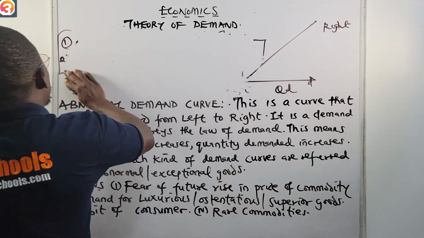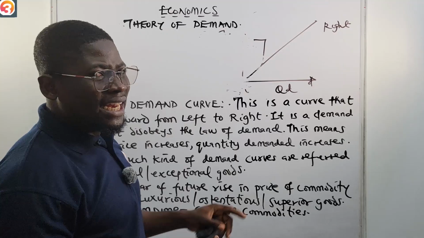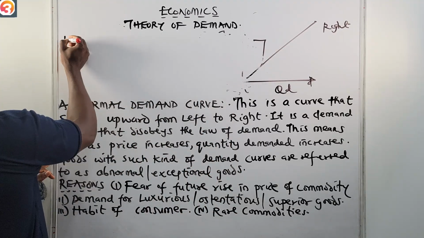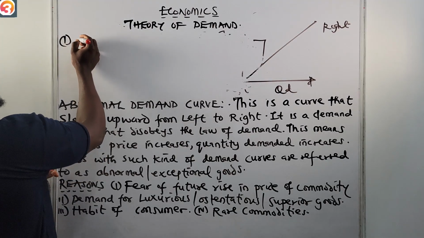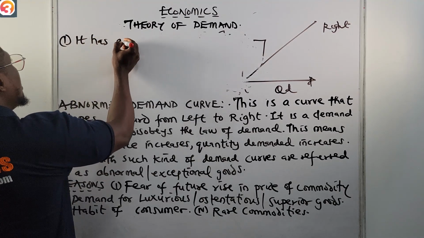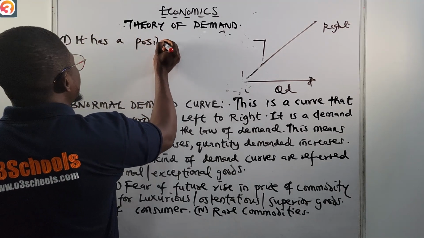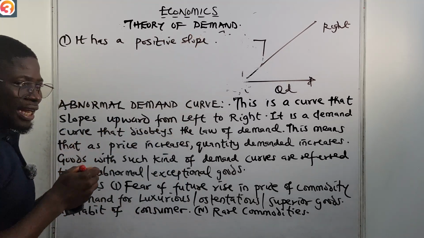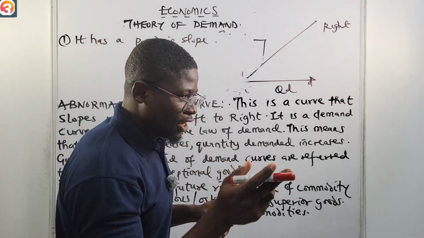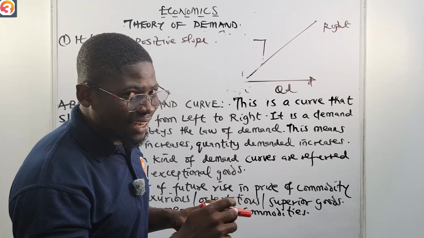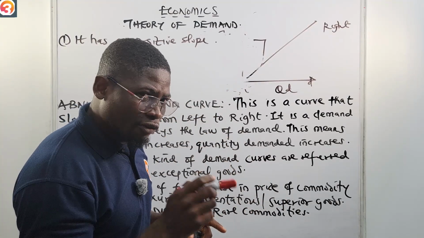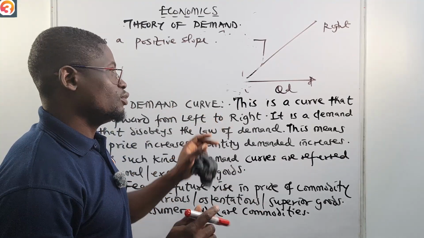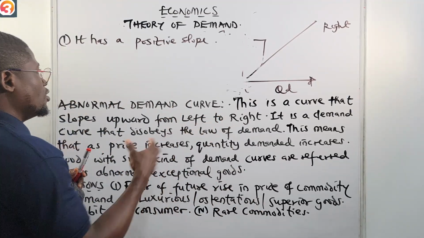Number one, instead of having a negative slope like the normal demand curve, it will have a positive slope. As you can see, as price is increasing, quantity demanded is increasing. Is that a direct relationship or indirect relationship? You obviously see there's a direct relationship between price and quantity demanded when it comes to the abnormal demand curve, or abnormal goods.